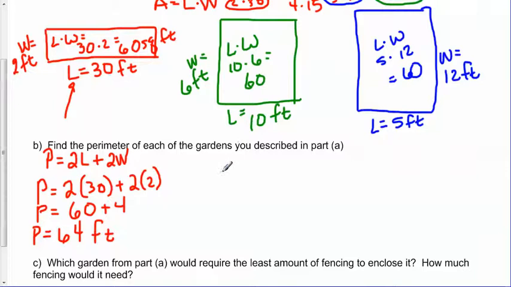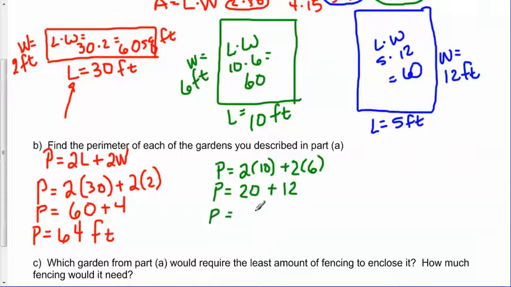Now let's do our green one over here. We're going to use the same formula of 2 times the length plus 2 times the width. So for this one, perimeter is 2 times the length, which is 10, plus 2 times the width. Whoops, I don't want to say width there. I want to actually put in my value for the width. And we said that the width on that one was 6 feet. So the perimeter for that one is going to be 20 plus 12. And notice the perimeter is quite a bit smaller on this one. The perimeter for this one is only 32 feet.